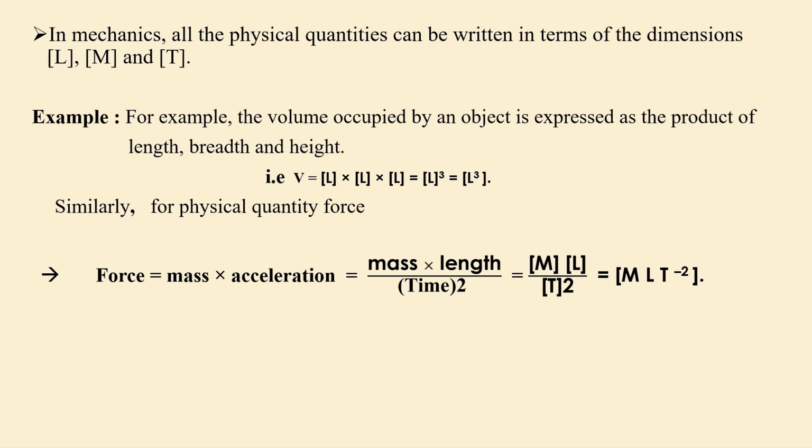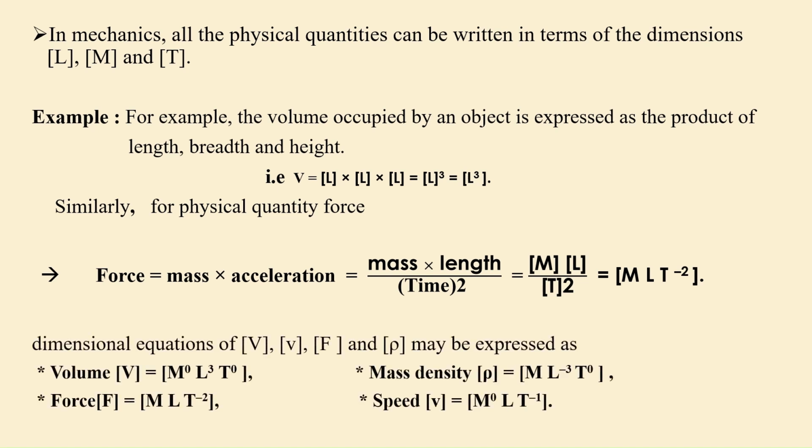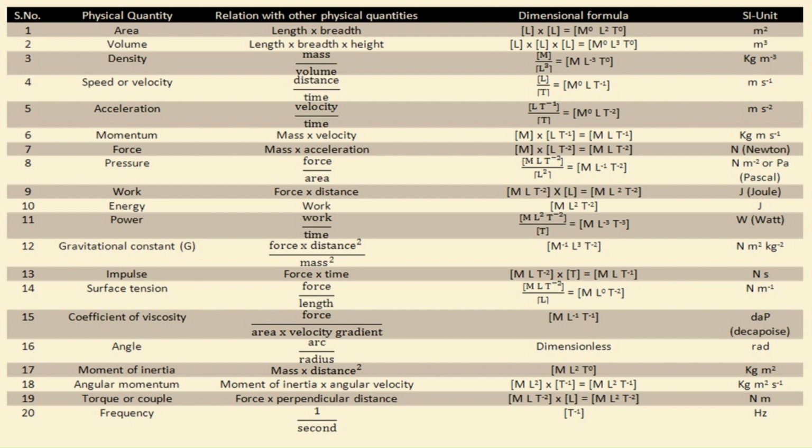That is equal to MLT to the power minus 2. Dimensional equations of V, volume, small v, speed, F, force and ρ, mass density may be expressed as given below. In this table we study more physical quantities, relation with physical quantities, dimensional formula, SI units. Just go through it. Last part: applications and limitations of dimensional analysis.